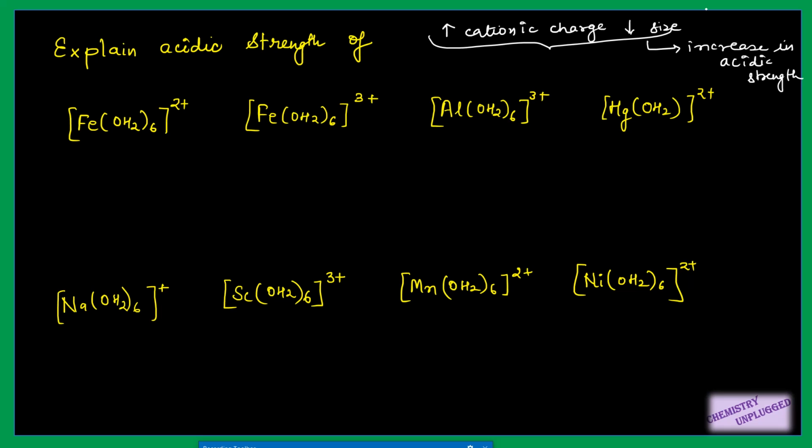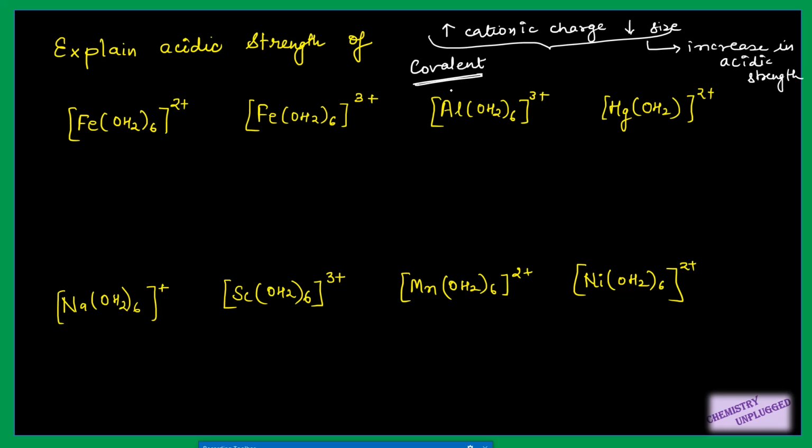They will repel each other, and if the positive charge increases on the central metal atom, it can easily repel the proton. According to the ionic model, as the charge increases and size decreases, pKa decreases linearly. pKa decreases means acidic strength increases. This is a linear relationship. But for some cations, this acidic strength increases much more than predicted. This is due to generation of covalent character in them.